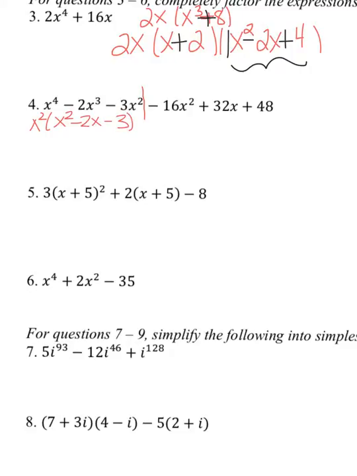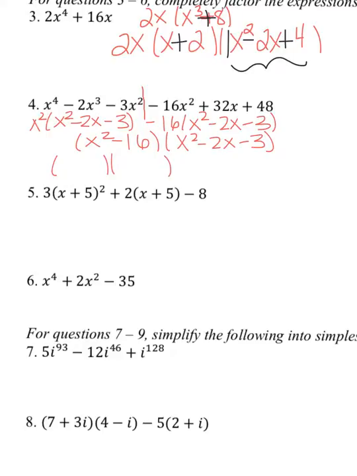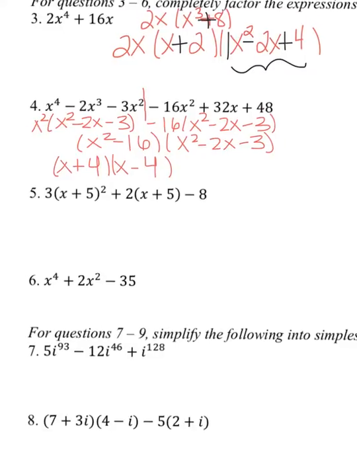On the right side, my GCF is negative 16, and I'm left with x squared minus 2x minus 3. So this is now x squared minus 16 and x squared minus 2x minus 3. Now remember, we want to completely factor according to my directions. So x squared minus 16 I can factor further using the difference of two squares. The square root of x squared is x. The square root of 16 is 4. And I have one plus and one minus.